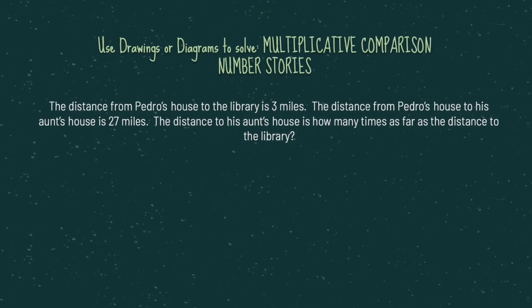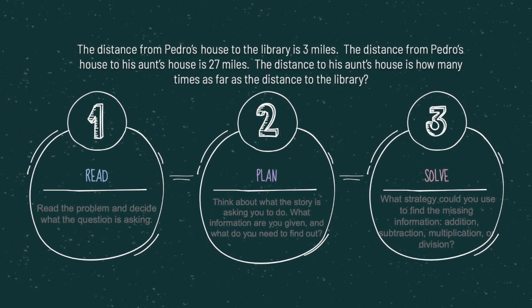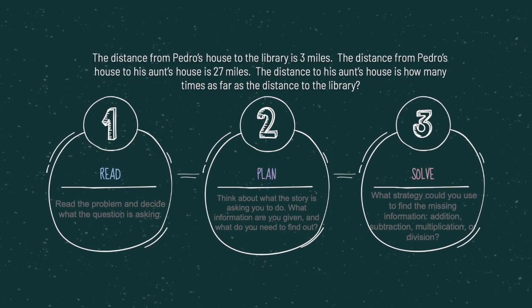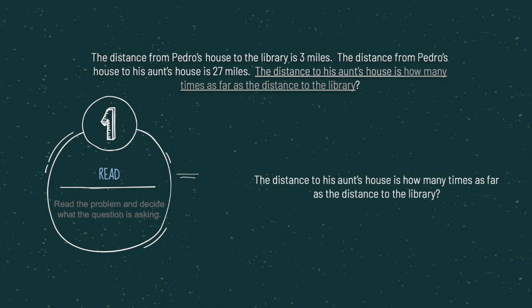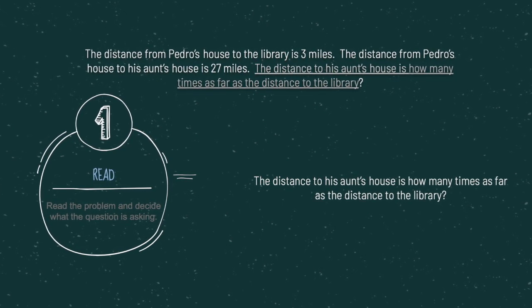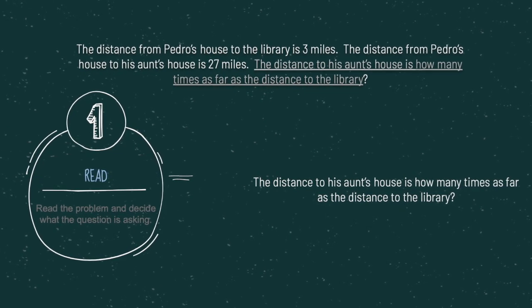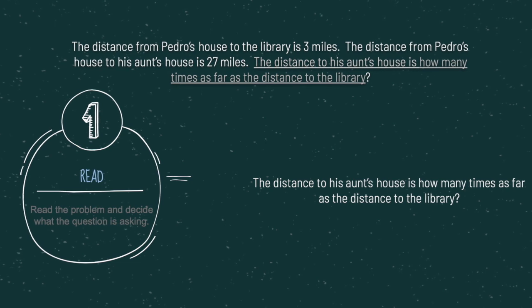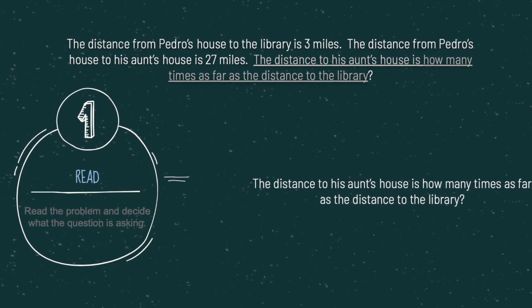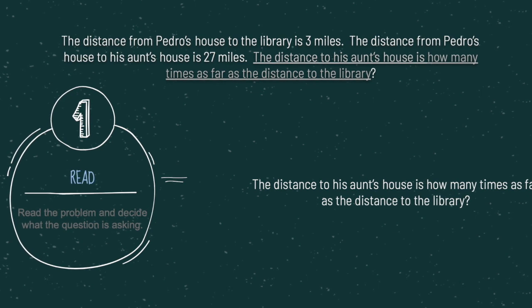Let's take a look at another word problem. Let's think about the 3 steps: read, plan, solve. Step 1. Read. The distance from Pedro's house to the library is 3 miles. The distance from Pedro's house to his aunt's house is 27 miles. The distance to his aunt's house is how many times as far as the distance to the library?